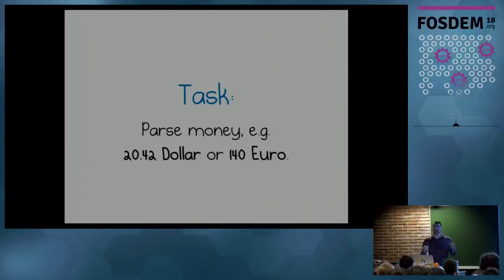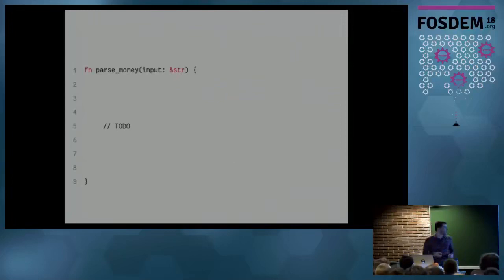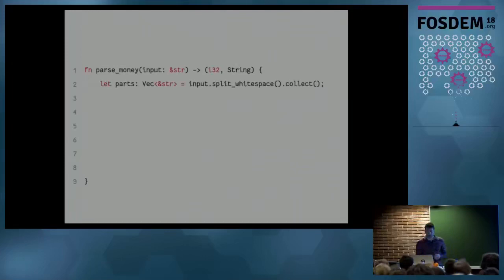As a beginning Rust programmer, you might start with a function like this. You take an input, which is a str, which is a borrowed string, which lives on the stack, and you do something with it. First, you need to decide what you want to return. So you could say, in my previous language, I use a tuple for that. I say my monetary value is an I32, so an integer, and the currency is a string. So I take the input, I split it on the white space, and I collect that into a vector. So this parts thing in the end has two components if everything goes right. One is the monetary value, or the amount, and the other one is the currency.